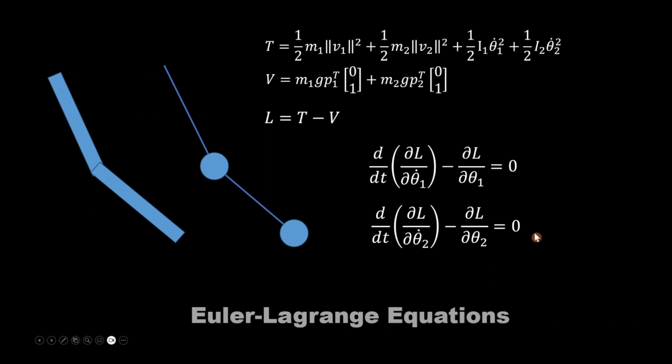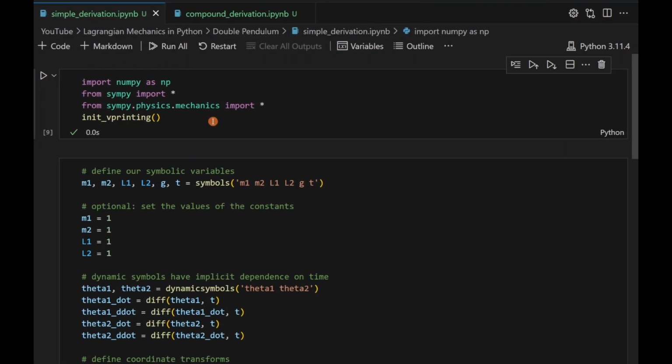So solving these by hand is kind of a nightmare. I've done it before. It takes about 6 pages to do it. So we're going to use our friend Python and SymPy to do all of this for us. And we'll see how those coordinate transforms lend themselves very nicely. Now we're going to use Python to solve the Euler-Lagrange equations for the simple and the compound double pendulum.